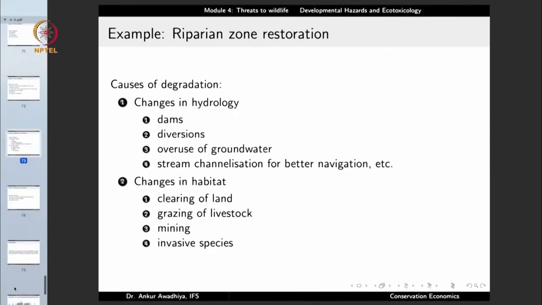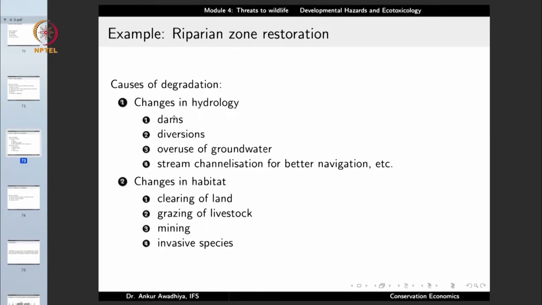Similarly, in the case of river systems, we can have degrading actions such as construction of dams. So a dam completely changes the hydrology of the area. So from a running water system, you have converted the area into a stagnant water system. So that causes a change in the hydrology. It changes the movement of different organisms such as fishes. Other examples include diversion of land. So a land that was there in a floodplain has now been diverted and made into, say, a building area. Overuse of groundwater, channelization of streams. So these are all different things that lead to changes in the hydrology.